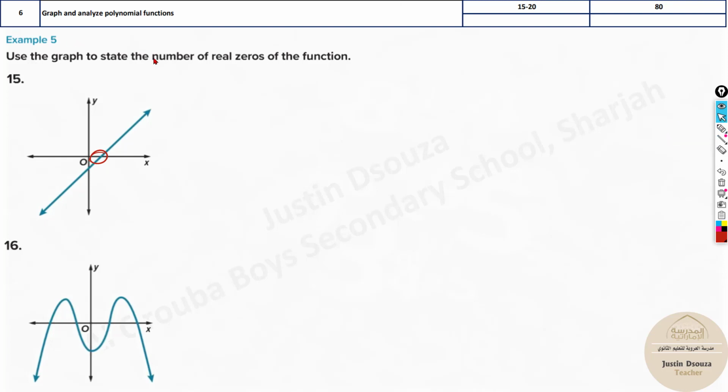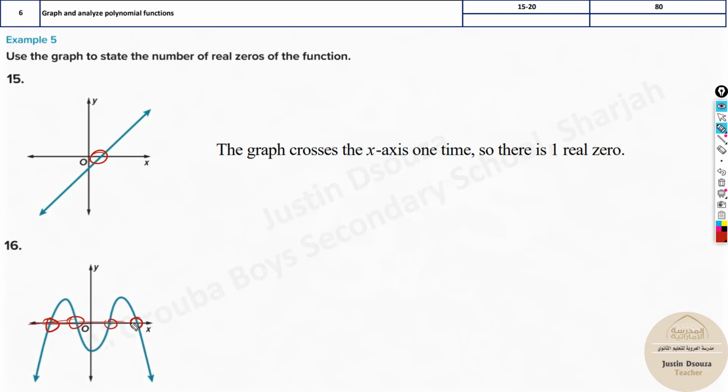So over here, state the number of real zeros. How many real zeros can there be for this? It's only one. That's it. There is only one. Over here, let's see all the x-axis points, the x-intercept points. Intercept in the sense when the graph touches the x-axis. Here, 1, 2, 3, 4. There are 4 real zeros.